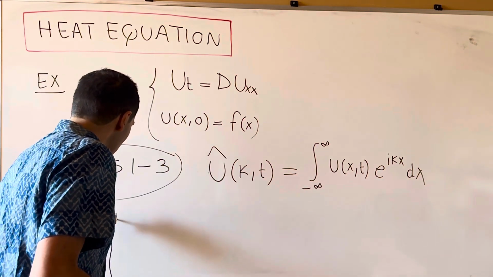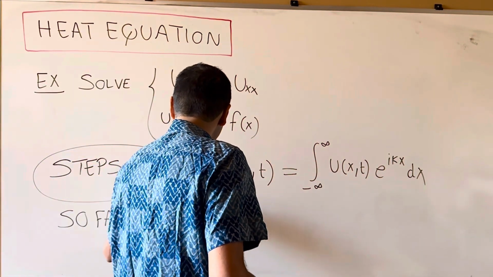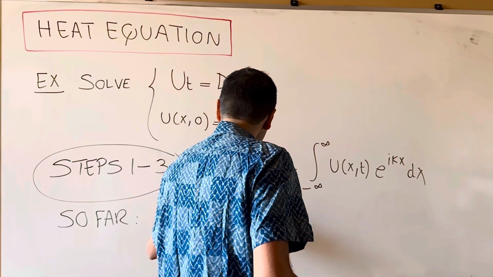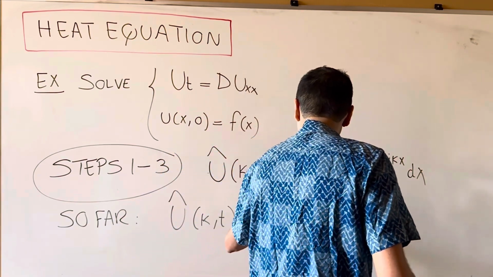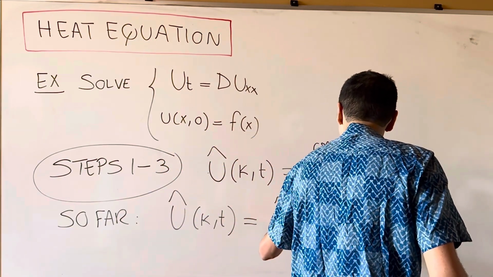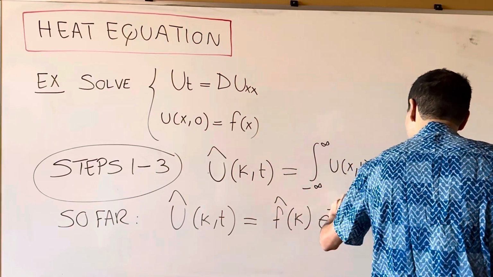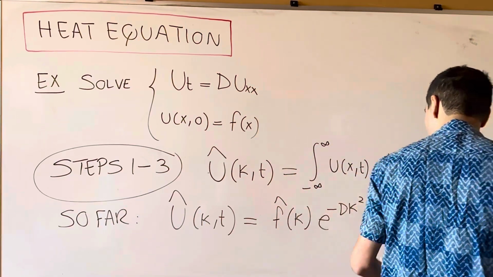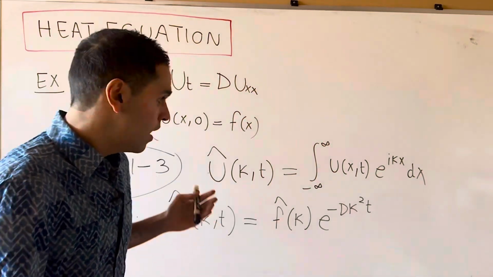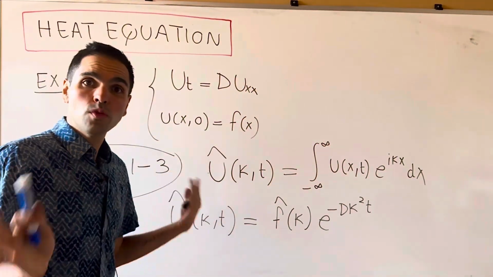So far, what we did, we found u hat of kappa, t is, I believe, f hat of kappa, and then e to the minus D kappa squared t. And at this point, we were stuck.